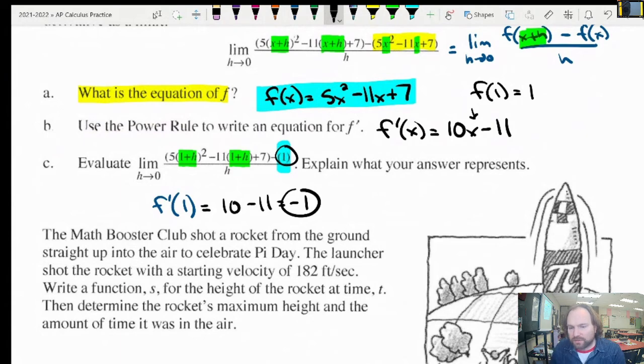This is a good example of questions that you see on your AP test. This is all you'll be asked about the formal definition of a derivative, is to do questions like this. To be asked to realize that's just the formal definition of a derivative, using the power rule is much simpler.